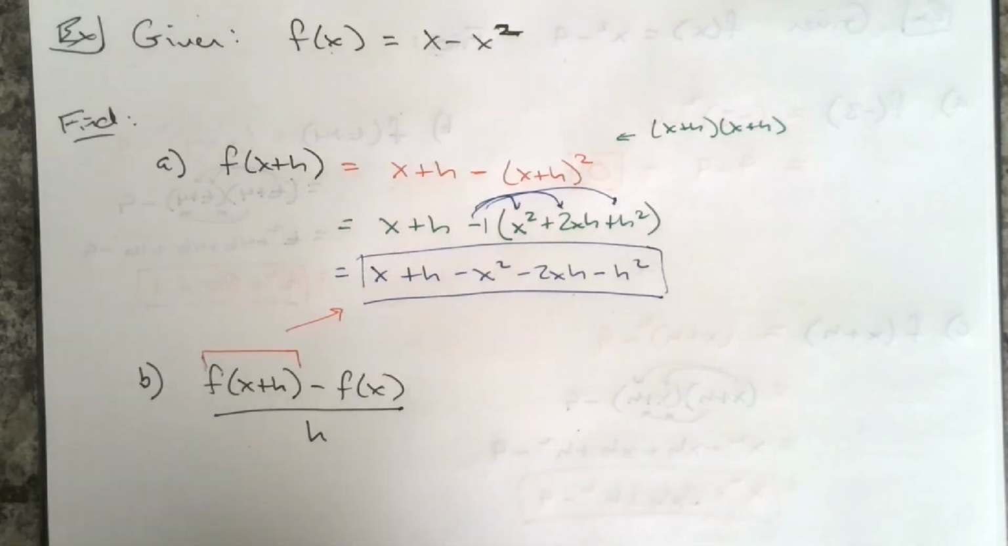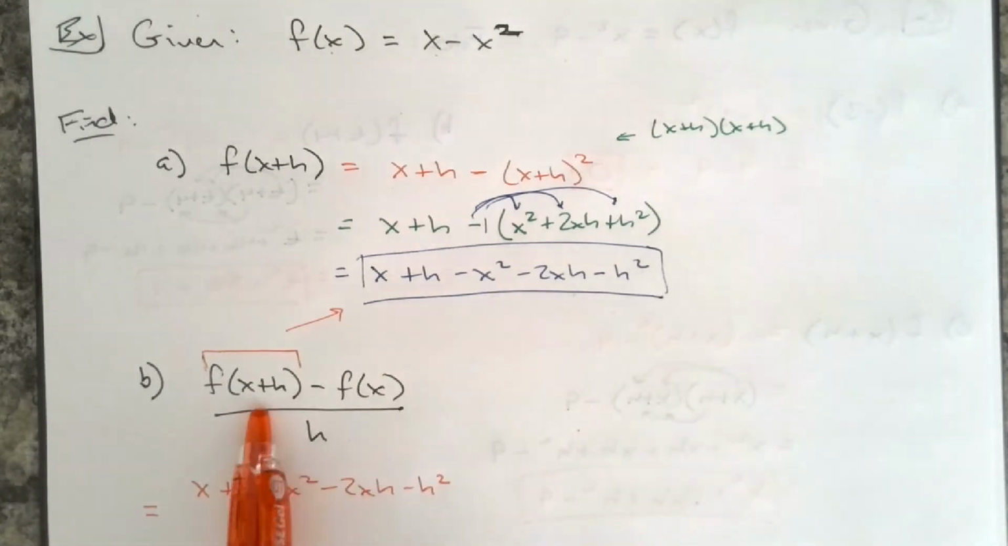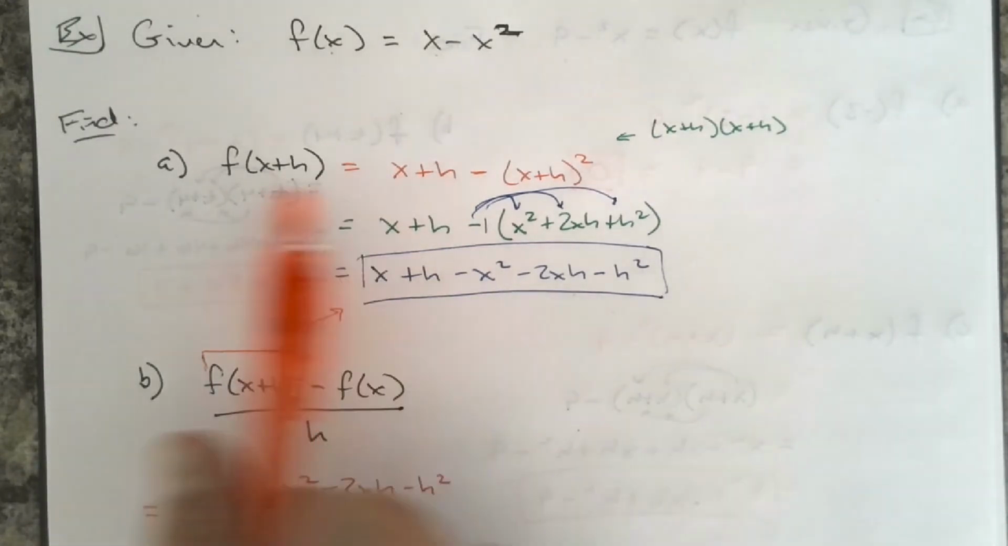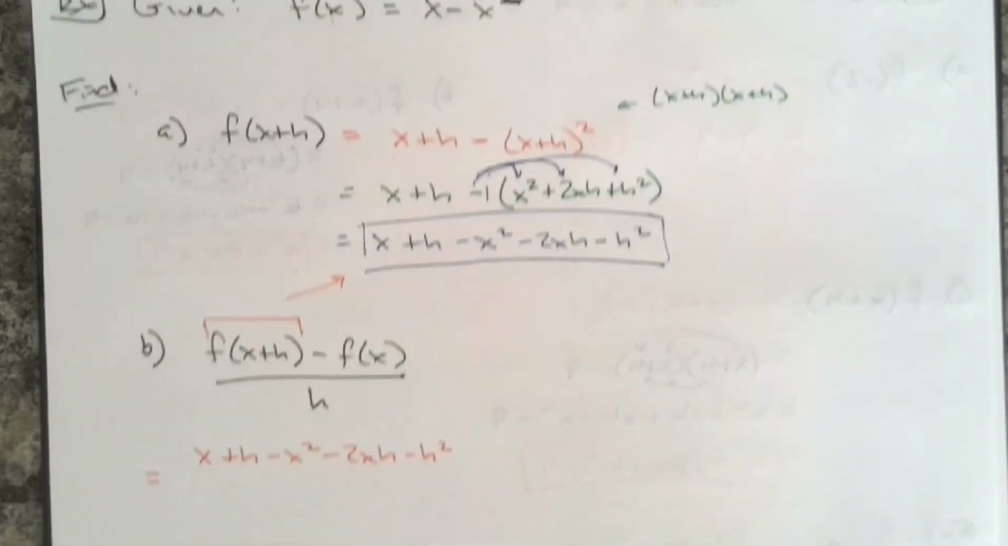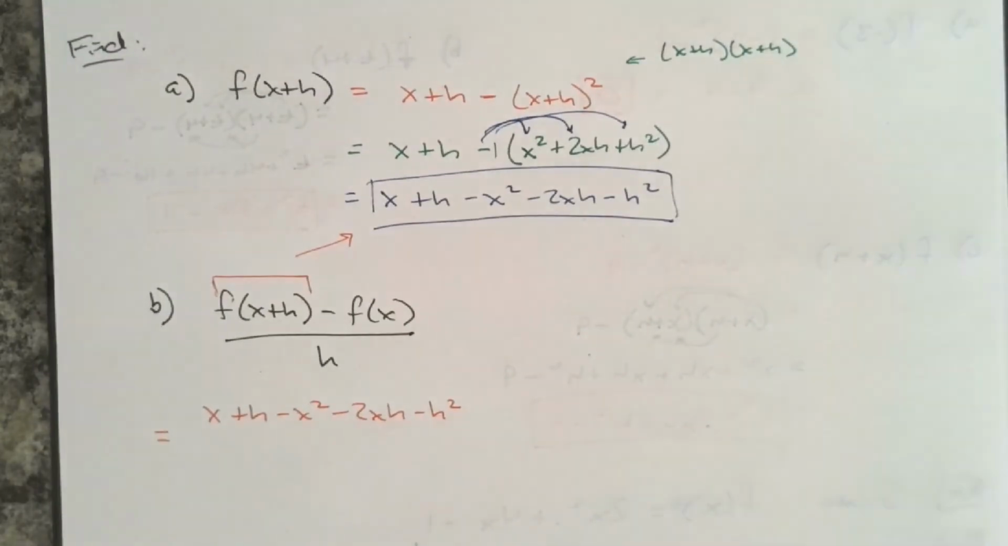So if I went to write out what that is, that would be equal to x plus h minus x squared minus 2xh minus h squared. I already found that, so I don't have to do any work for it because I did the work up here. If I didn't ask you to do this, the first thing you would do is find that and then replace it in that first part of the expression.